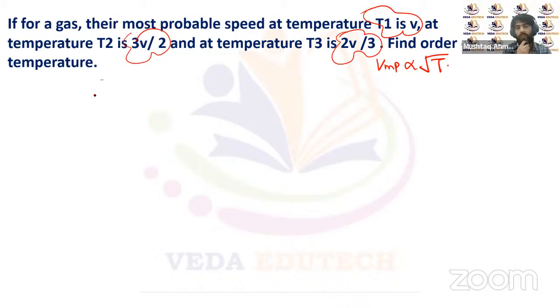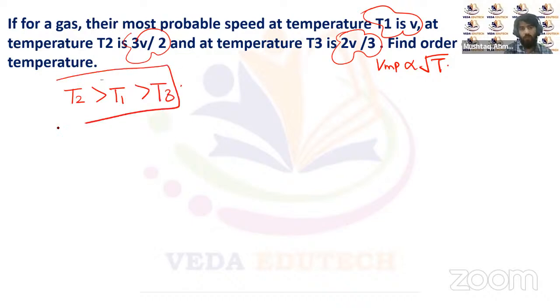It means that at temperature T2, the T2 will be the greatest of all temperatures, right? Then we will have T1, and then we will have T3, right? So it means that T2 should be greater than T1, and T1 should be greater than T3, right?